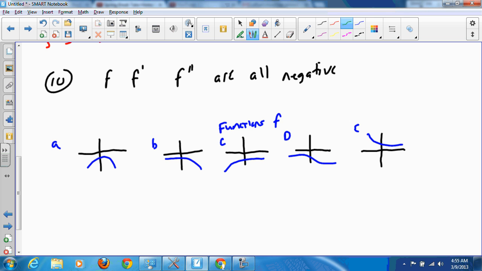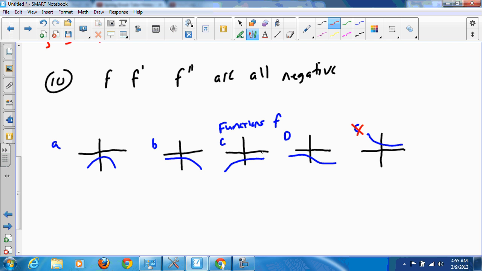A, B, C, and D, the functions are all negative, but the function in graph E is positive, so we're going to eliminate E right away and not have to mess with that anymore. So we'll just put a big X through that.